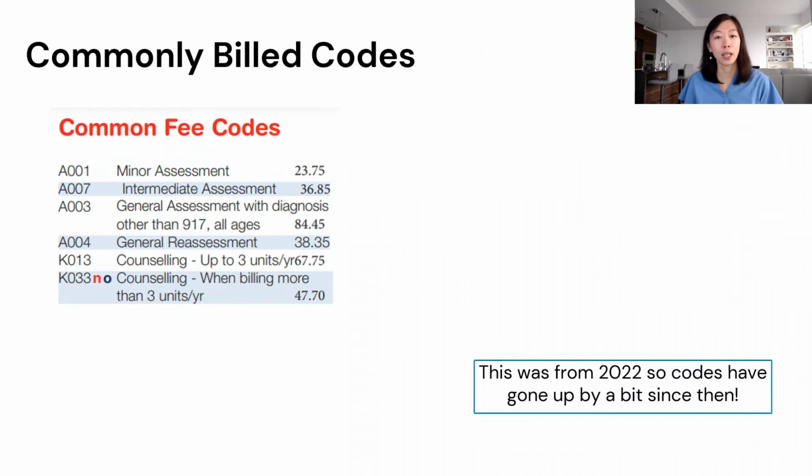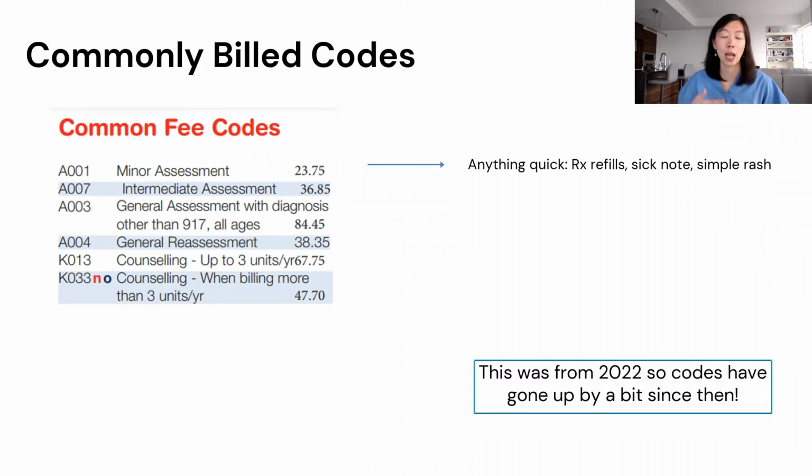So the first thing that you want to know about your billing codes is if you have the SGFP document on another screen in front of you or on a page in front of you, you can reference it here. So common fee codes include A001s, which is like anything quick. For example, doing a refill, doing a sick note, simple rash, things like that. A007 are things like the most office visits. This is probably the most common billing code as a family doctor. You do a history, you do a physical.